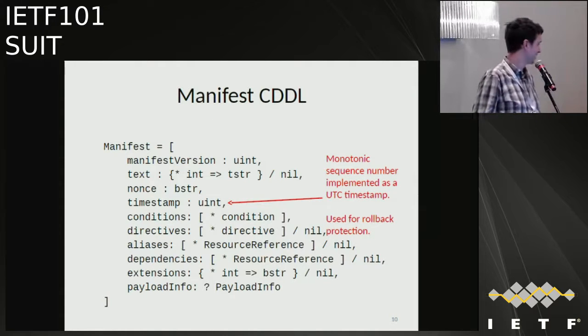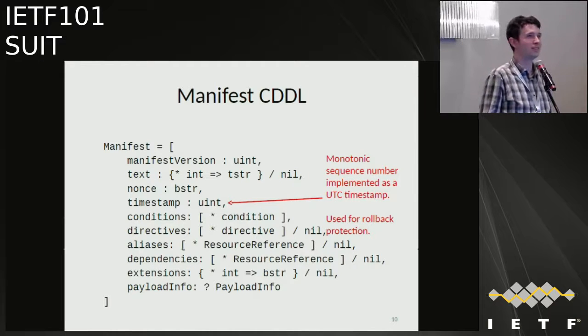So I think the controversy was whether this actually required real-time clocks on devices. And in fact, this is just for comparison purposes between 2 different manifests. So it is a monotonic sequence number, but a timestamp makes it easy to synchronize between different developers.